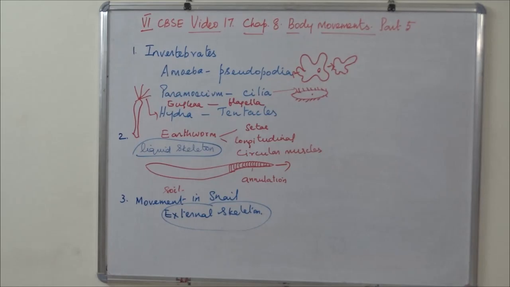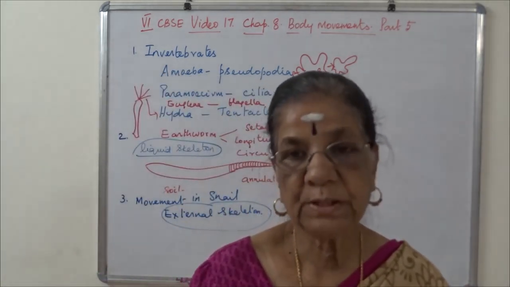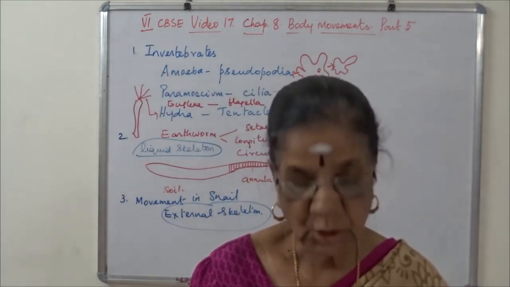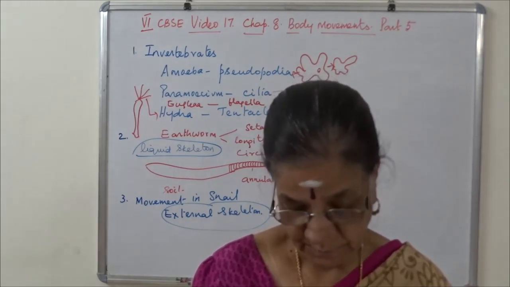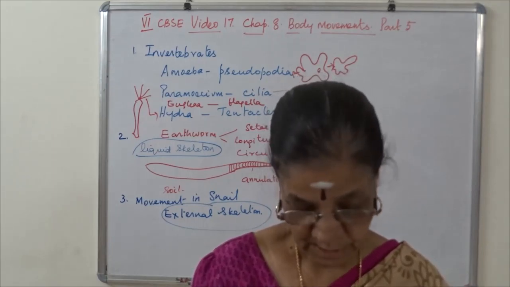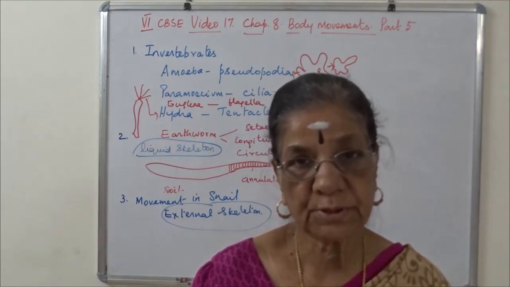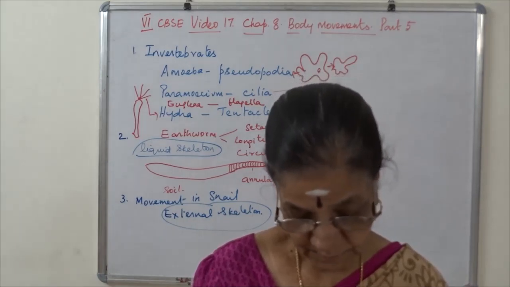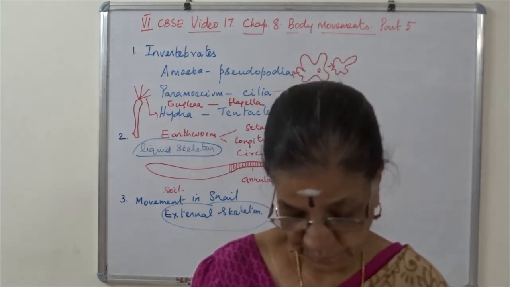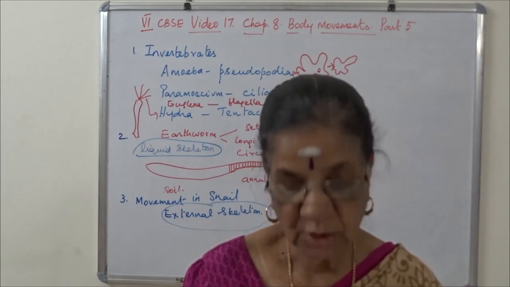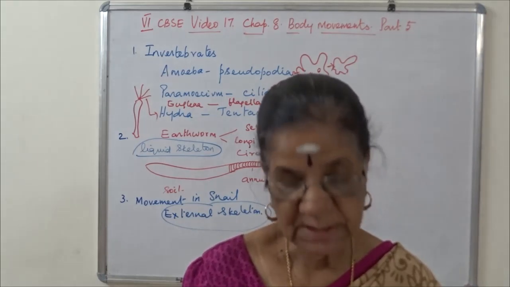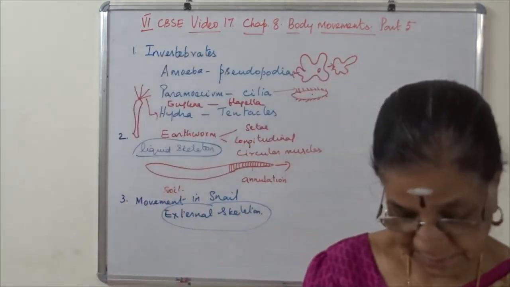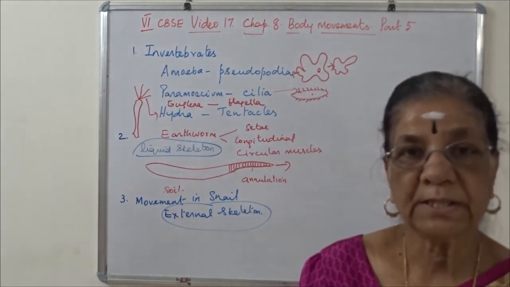I hope you understand. So the snail moves forward by wave-like movements of its strong muscular foot. And a large amount of mucus, which is a slimy substance, is produced at the front of the foot.